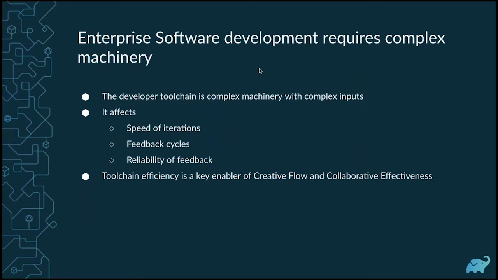So when you do enterprise software development, the tool chain efficiency is a key enabler of creative flow and collaborative effectiveness. If the tool chain efficiency is very low, there's not much you can do. You will not have a good creative flow, and you will not have good collaborative effectiveness, regardless of anything else you might be doing to improve that. I have worked closely over the last years with hundreds of build teams and developer productivity teams. And what I can say is that the tool chain efficiency ranges from mediocre to bad to terrible. That's what we see. We don't see good or very good.